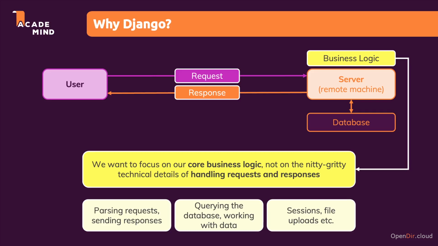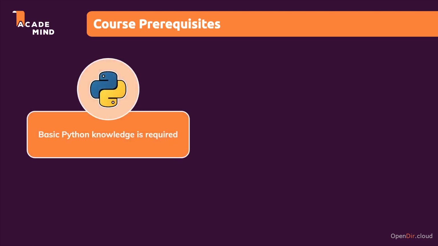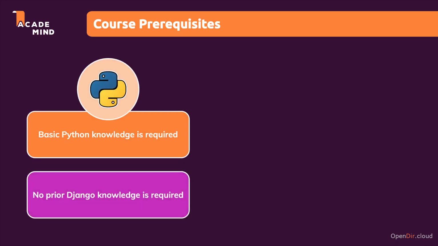Now it's really time to get our hands dirty and to start writing some code. Though before we do that, here are some prerequisites which you will need to get the most out of this course here. You need to have basic Python knowledge. You don't need any Django knowledge, and you also don't need to be a Python expert, but Python basics are required because this is not a Python course.